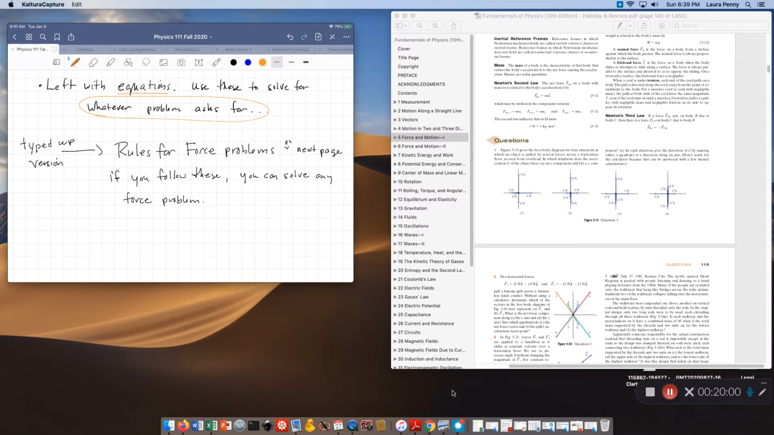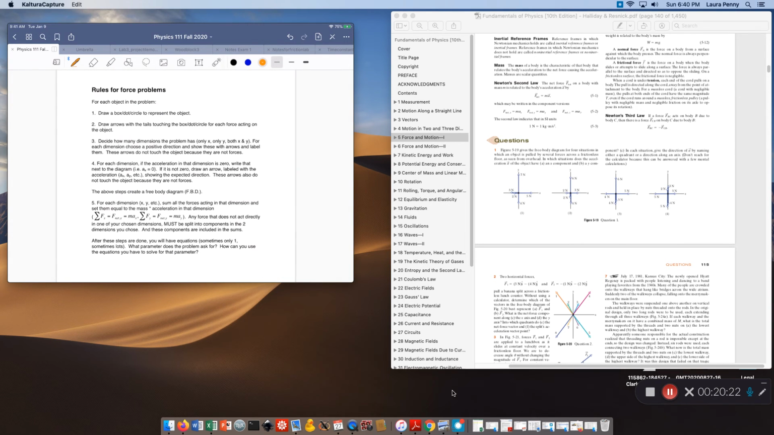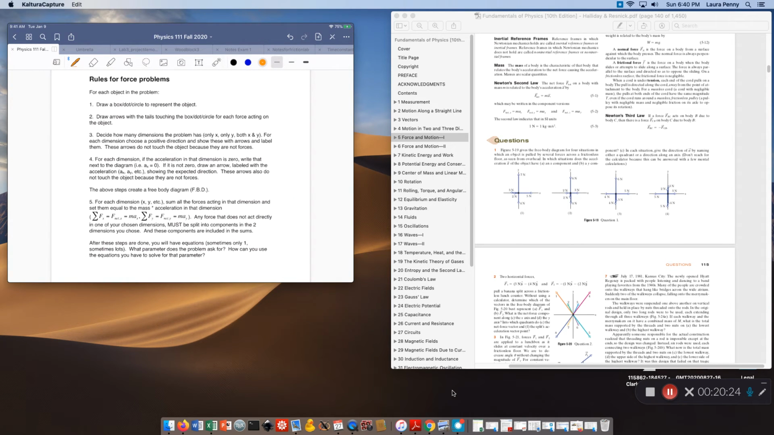If you follow the rules for forces, the ones that I've just gone over, you can solve any force problem, and it can get nasty ugly. It can be far more than you think it's going to be when you first look at a problem, but you can solve any force problem if you follow these rules. And again, here's the rules written out and typed. It's a little wordier than what I wrote down by hand, but the ideas are the same.